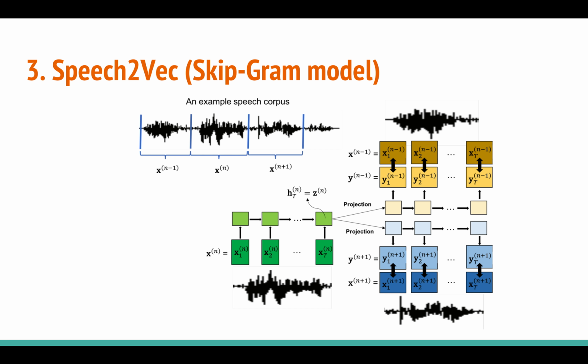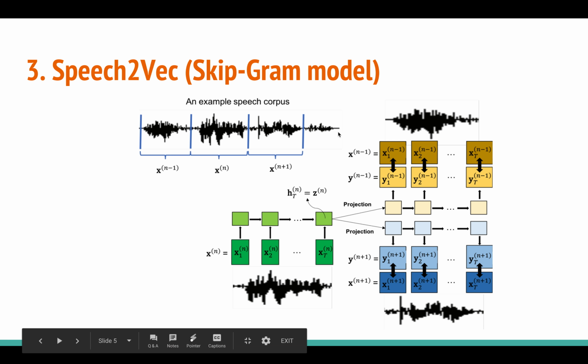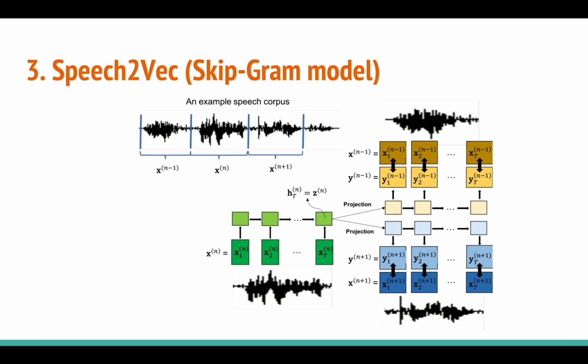So the skipgram based speech-to-vec model is like this. Let's assume we have a 3-word utterance, where x n minus 1 is a word which is a speech segment, x n is the middle word which is also a speech segment, and x n plus 1 is another word which is also a speech segment. So what I want is to feed this x n as input and predict x n minus 1 and x n plus 1.